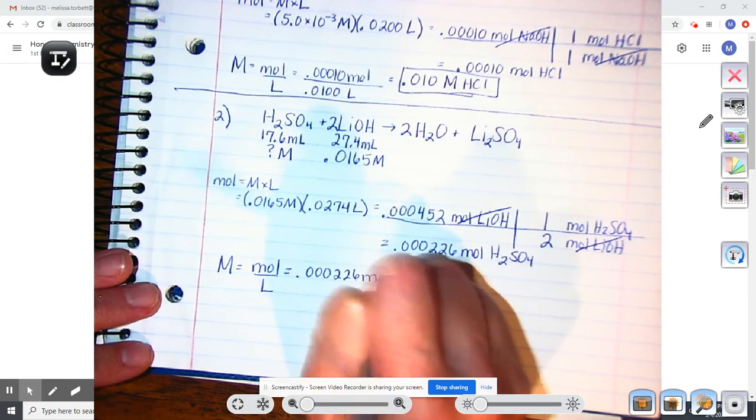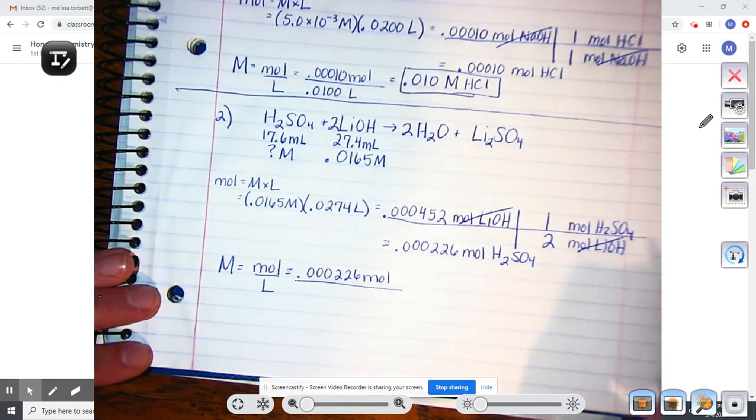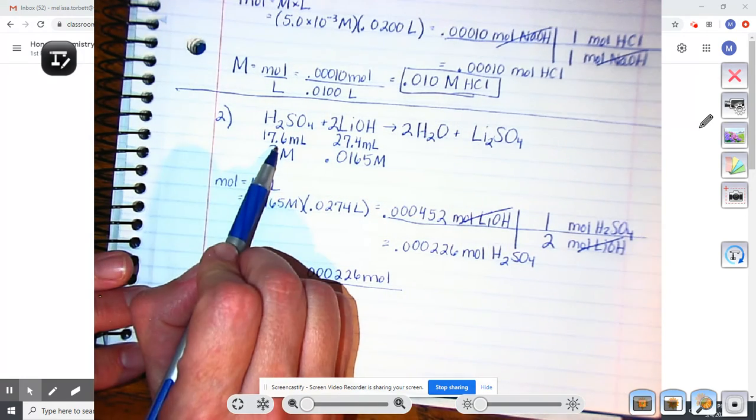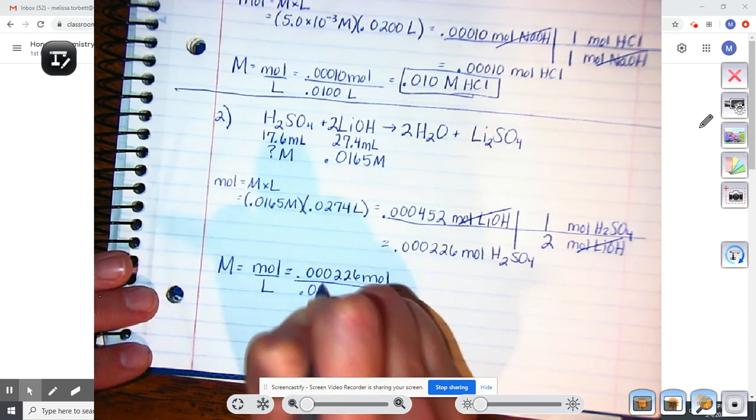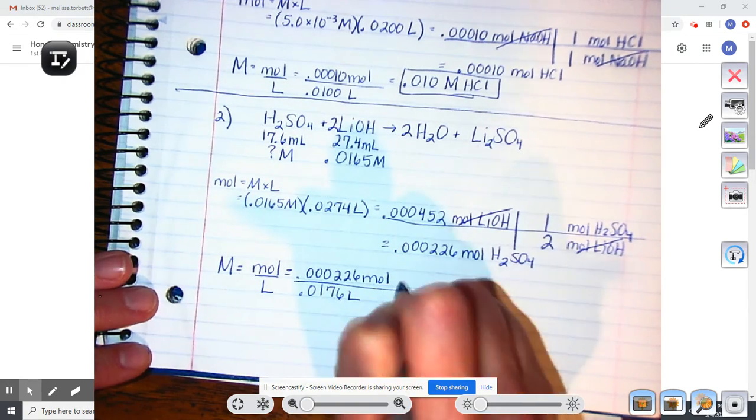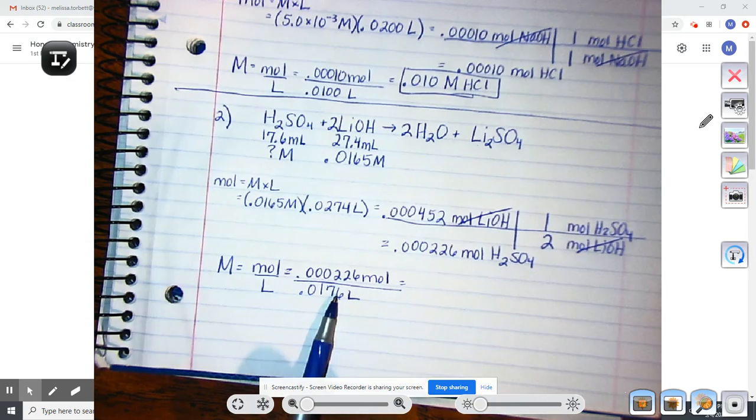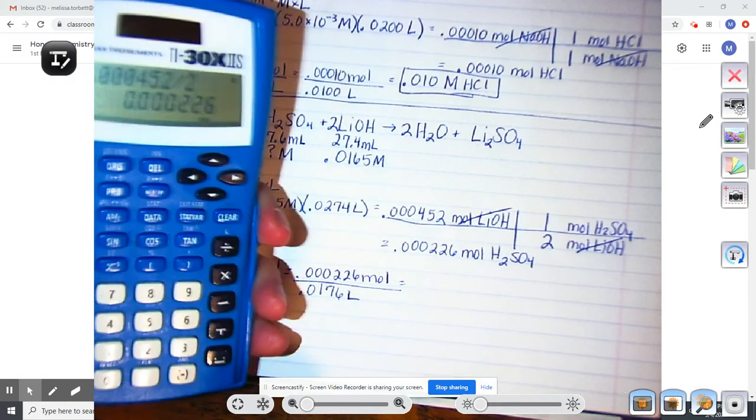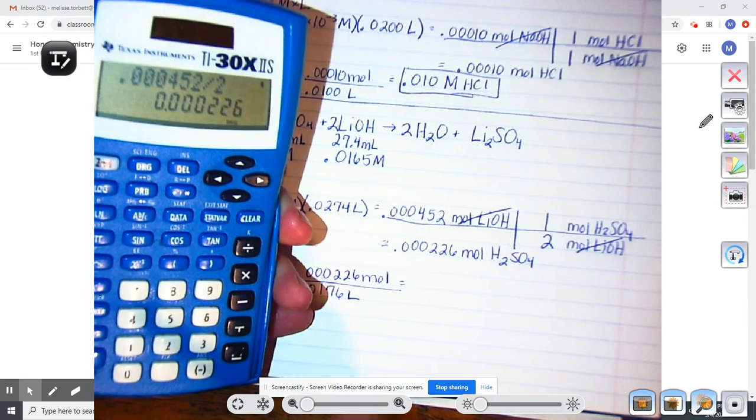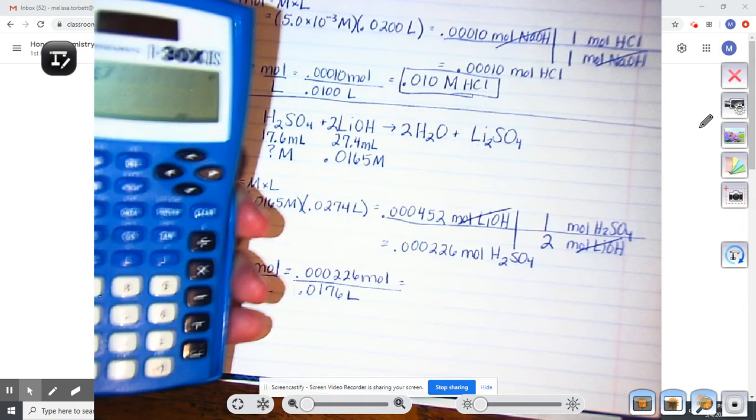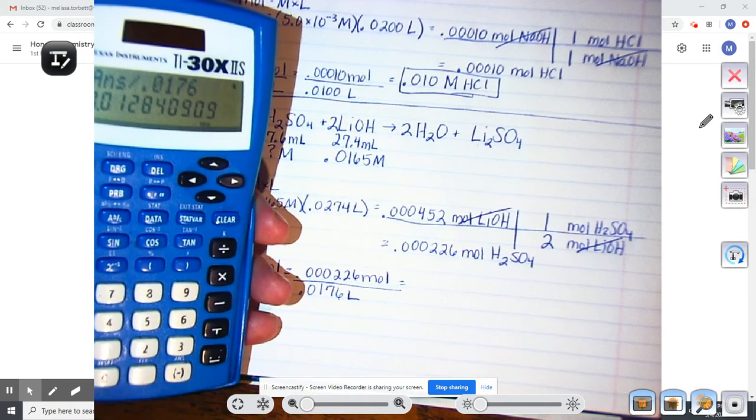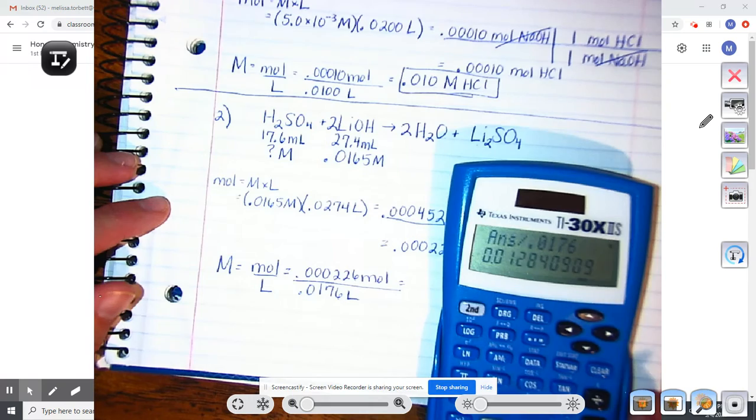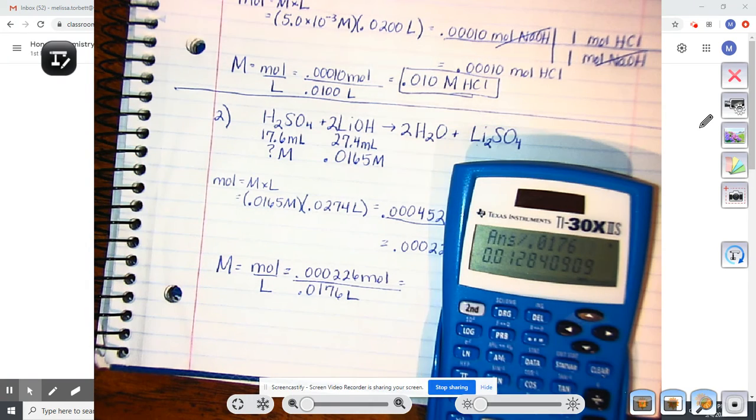0.000226 moles over, okay, again, we've got milliliters. We need to change those to liters, 1, 2, 3 to the left. 0.0176 liters. 3 sig figs, 3 sig figs. So our answer is going to have 3 sig figs. My number's still there, thankfully. So now I just got to take my moles and divide it by 0.0176. And this should be my answer right here. I need 3 significant figures.